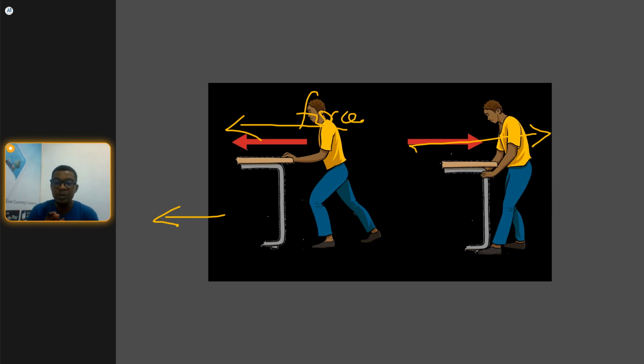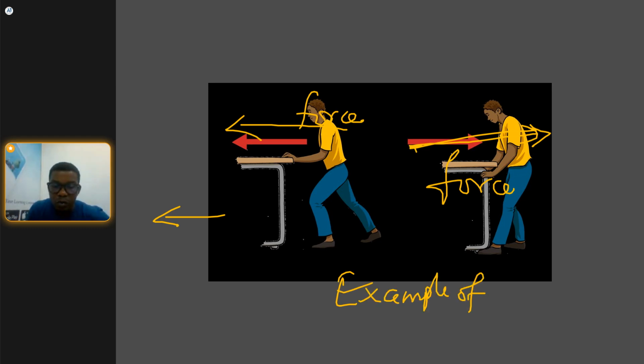Okay, so that is why we said that work done, when you apply a force to an object, the object has to move in the direction of the force applied, and that can be depicted in the two images we have here. So force is applied in this direction, and also the object moves in that direction. So an example of what? Work done. Okay, let's look at the second example of work done.